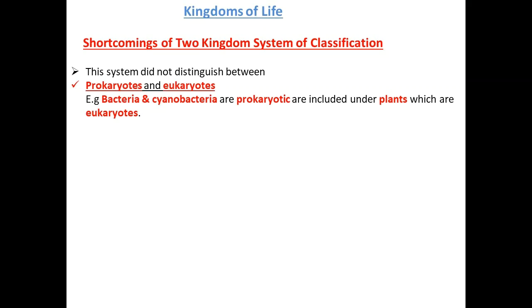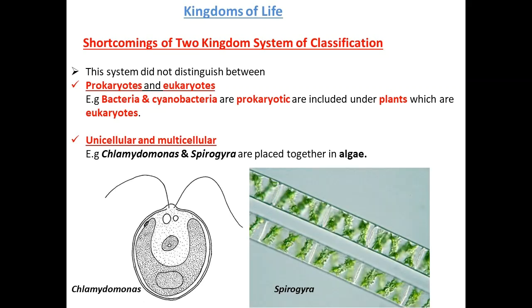Next point. The two-kingdom system of classification is not able to distinguish between eukaryotes and prokaryotes, which we have taken up already. Second point is between unicellular and multicellular organisms. Unicellular means one-celled. Chlamydomonas is a one-celled, motile organism but autotrophic, meaning it has chloroplast, and it is kept along with Spirogyra, which is multicellular. Just repeating, Chlamydomonas is unicellular while Spirogyra is multicellular.